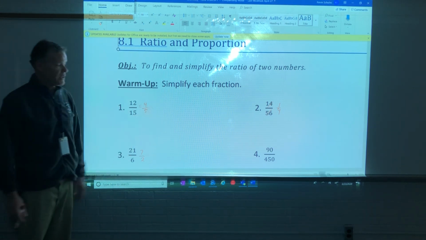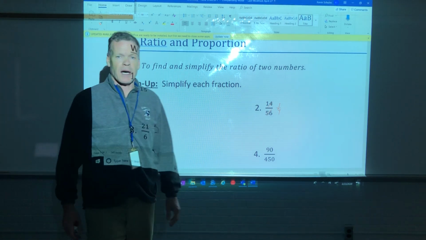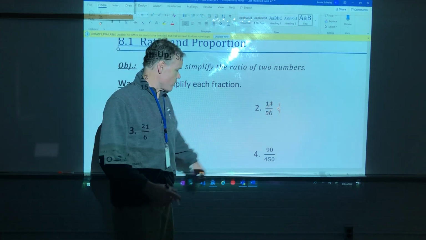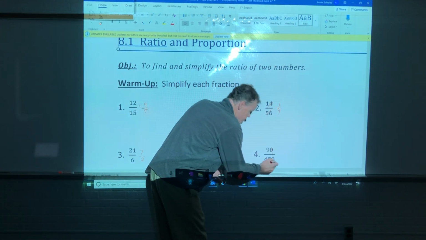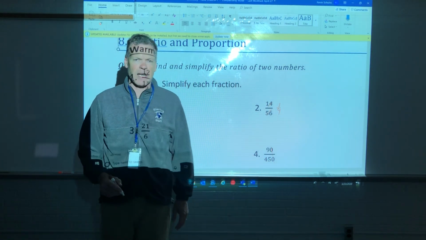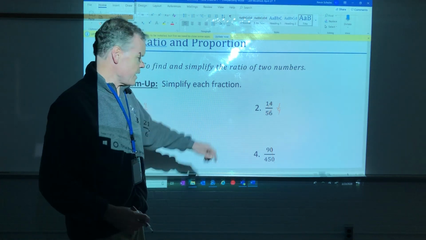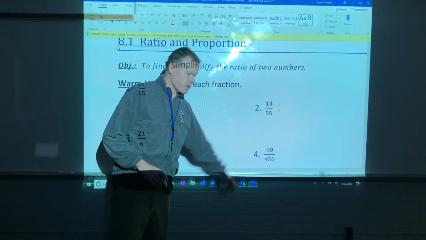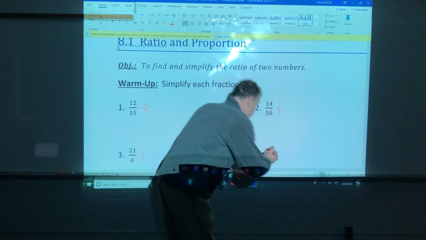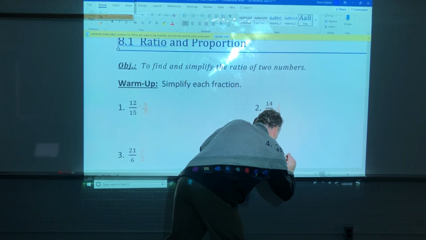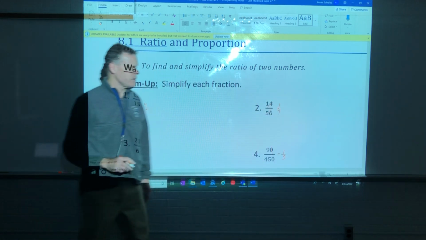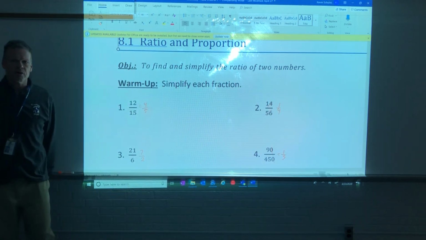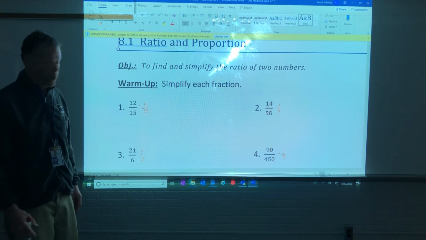Little trick right here with 90 over 450, a bigger number. But if we see a 0 on the end, we can initially just cancel that out. Now instead of looking at 90 over 450, we're looking at 9 over 45. And of course we know 9 goes into 45 5 times, so this is going to reduce down to 1 over 5. Okay? So just a quick refresher on reducing some fractions on our warm-up.